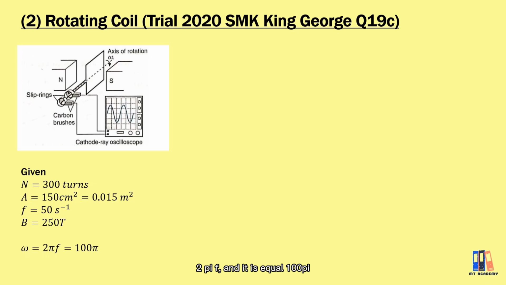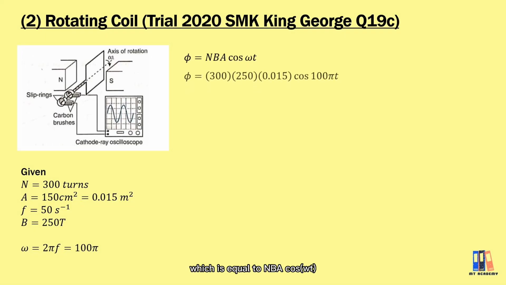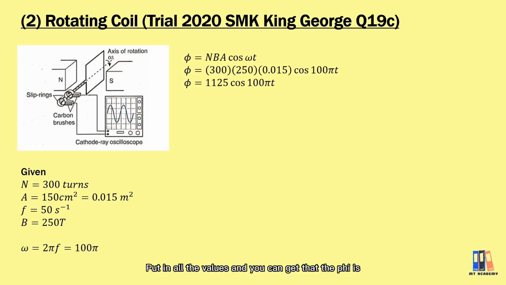From the frequency of 50 rotations per second, we can calculate the angular frequency, which is equal to 2 pi f, and it is equal to 100 pi per second. With this, we're going to derive the formula of phi, which is equal to NBA cos omega t. Put in all the values, and you can get that phi is equal to 1125 cos 100 pi t.